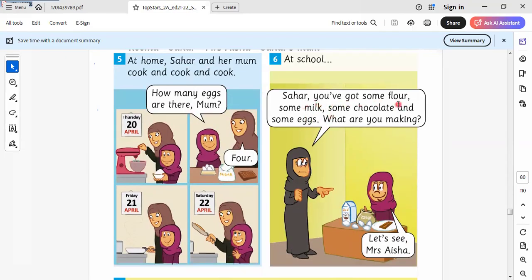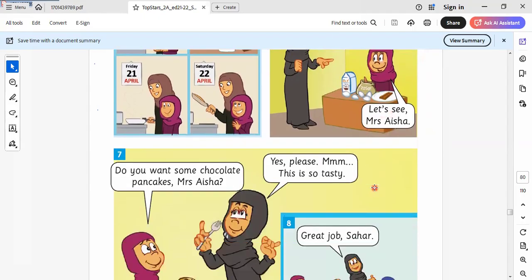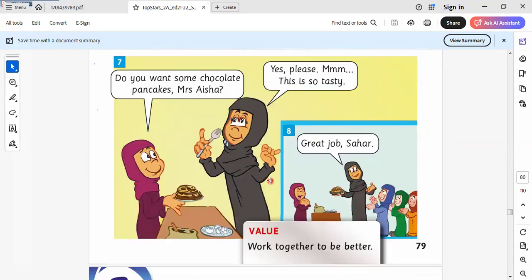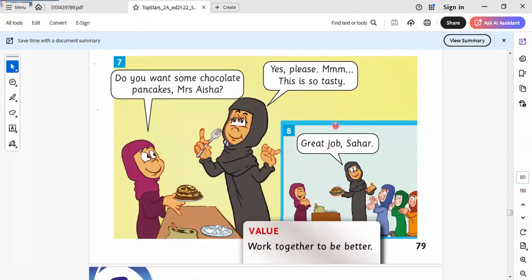Sahar, you have got some flour, some milk, some chocolate, and some eggs. What are you making? Let's see, Mrs. Aisha. Do you want some chocolate pancakes, Mrs. Aisha? Yes, please, Mom. This is so tasty.